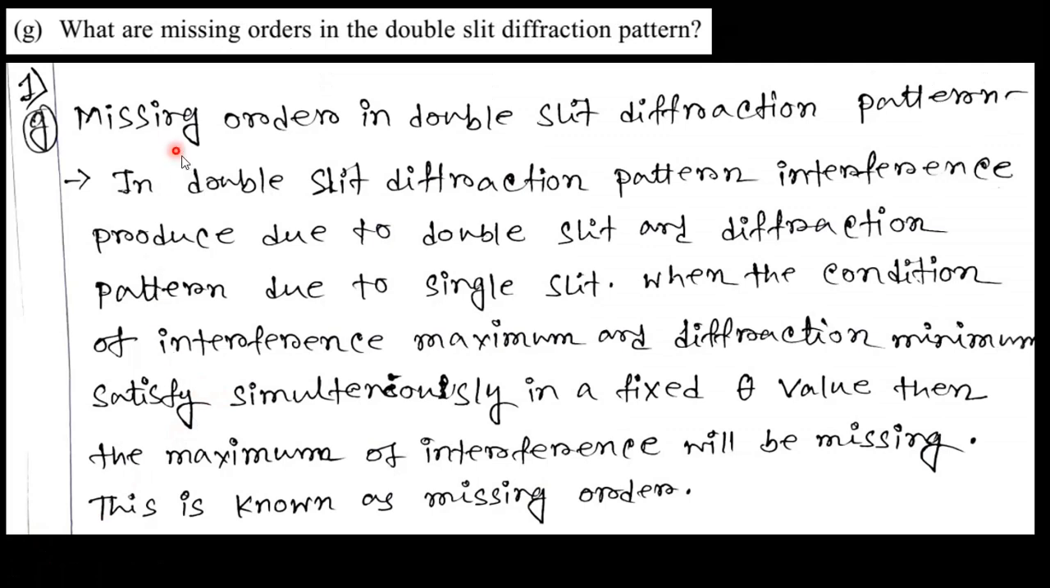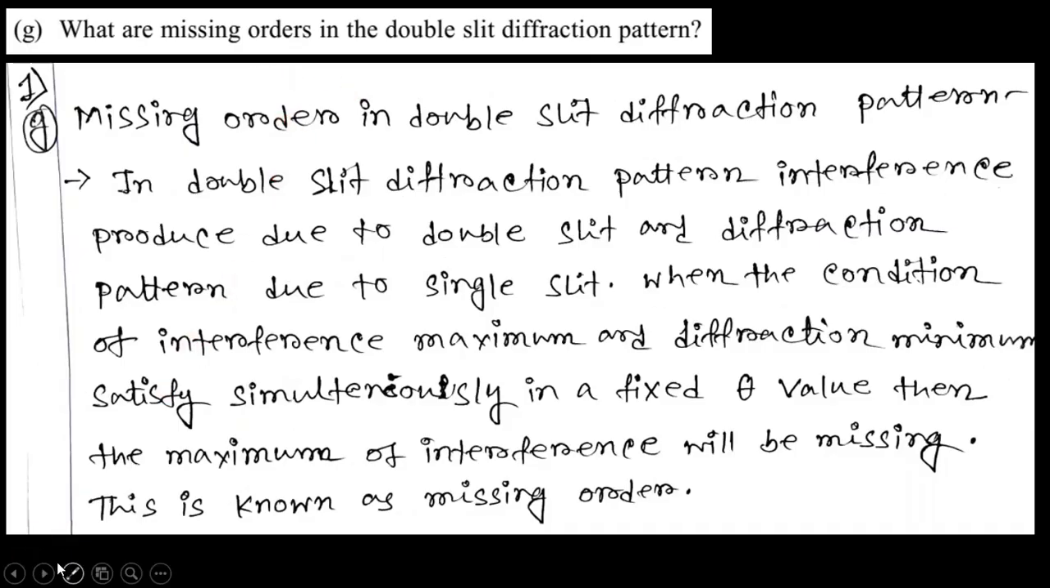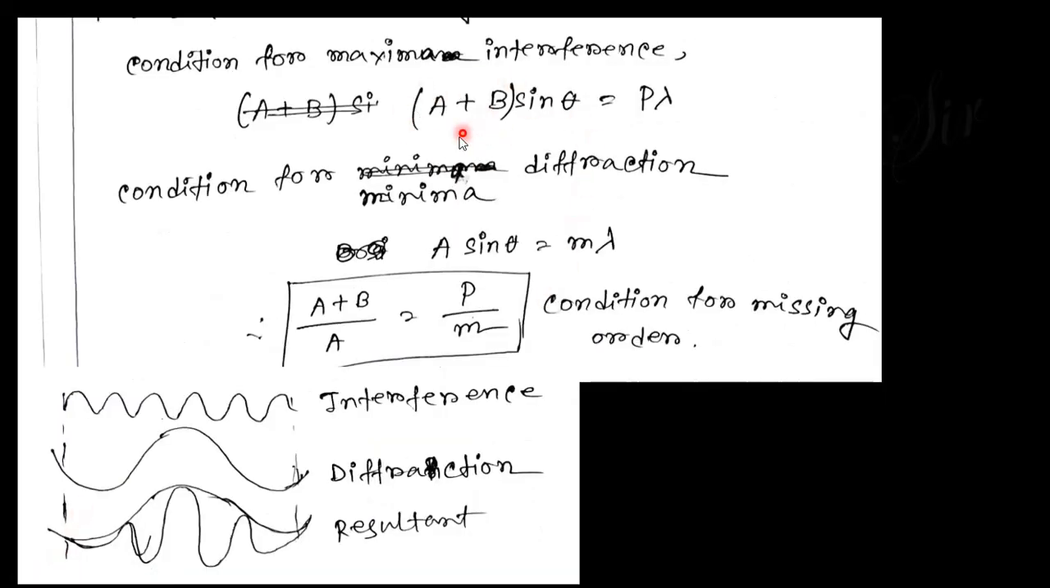Next one. What are the missing orders in the double slit diffraction pattern? In the case of the double slit, you can see two patterns are actually obtained: an interference pattern due to the double slit and a diffraction pattern due to the open space. These two are superimposed. When the minimum of the diffraction pattern and the maximum of the interference are superimposed, the resultant will be a minimum. So at this point the maximum intensity of interference vanishes. This is the missing order. That means this order of maximum of the interference vanishes.